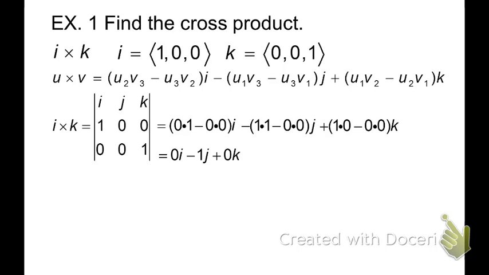So this is written as a linear combination. I could simplify this further and just write it as negative 1j or negative j, or I can write it back as a vector, which would be 0, negative 1, 0. So this vector is the cross product of the original two vectors, and it would be perpendicular to the original two as well.